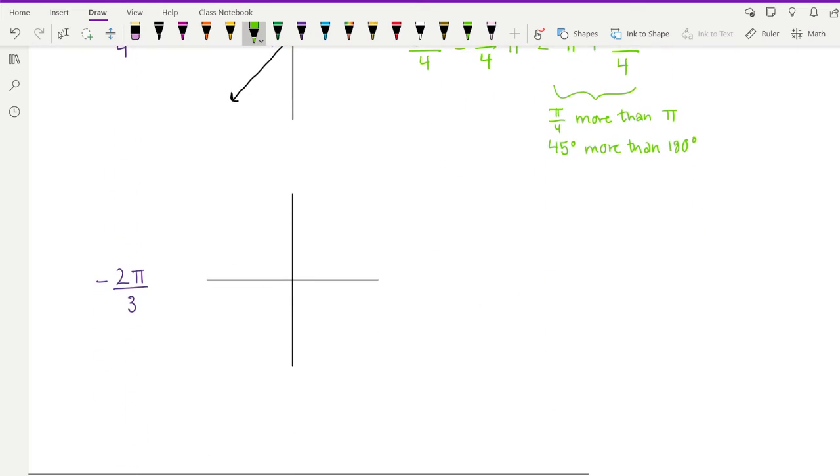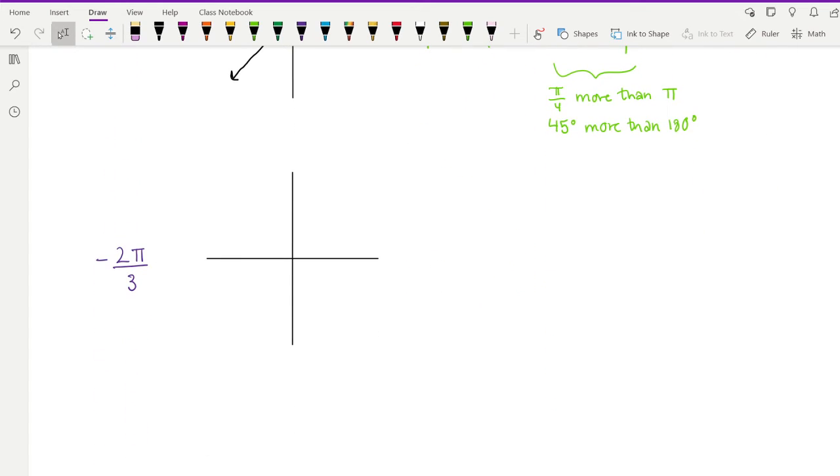All right, let's do one more. So negative 2 pi over 3. Again, I encourage you to pause the video and try this yourself first. We know that we're measuring it in the clockwise direction. We can drop the negative sign while trying to figure out what the angle is, and then just remember it when it comes to direction.